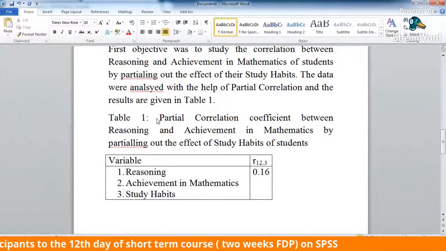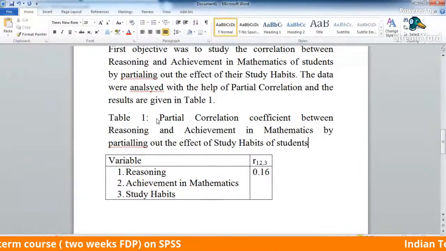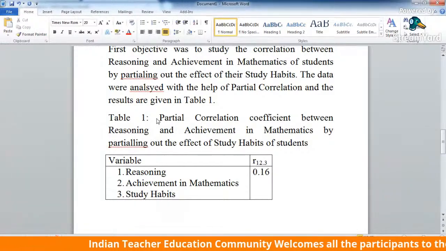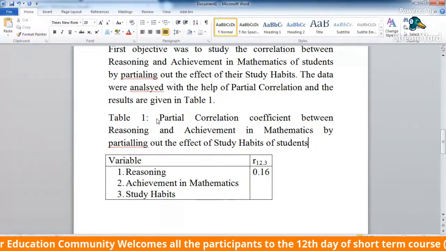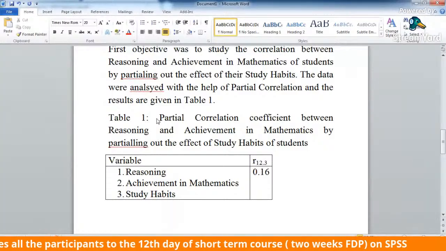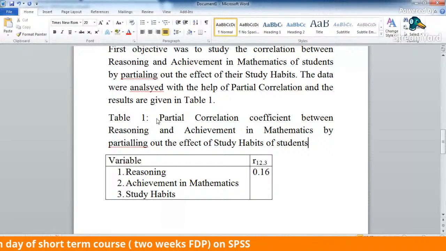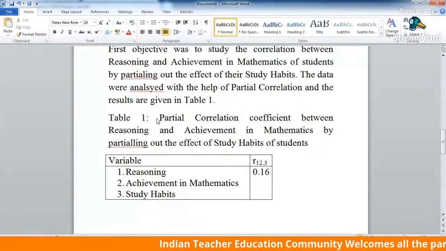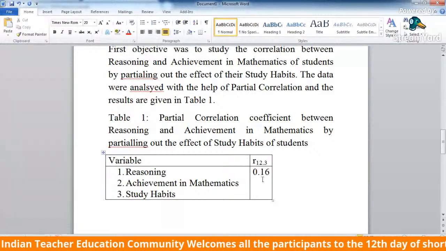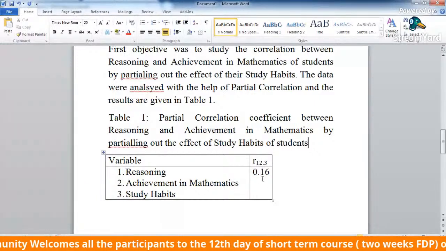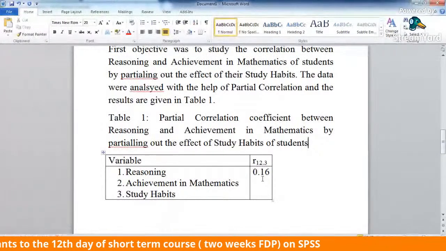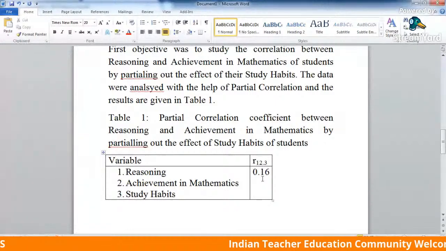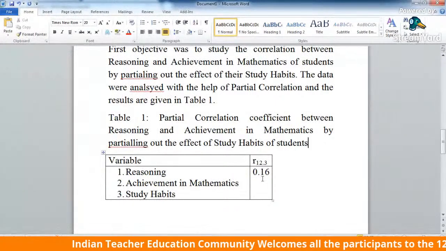Some of you may think, why write such a long table heading? Dear friends, do not bother about the length. Important is the clarity. If the students are confused by your short title, then it's of no use. So don't bother about the length. Important is the clarity. This value is a partial correlation value, not a correlation value. When I did the correlation, then I said correlation coefficient. So this is how you write this.